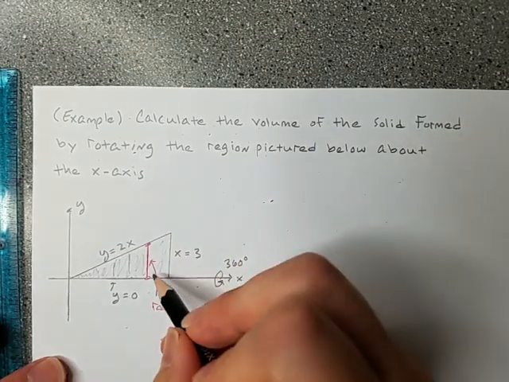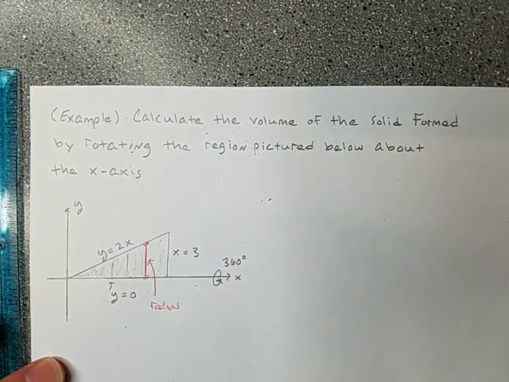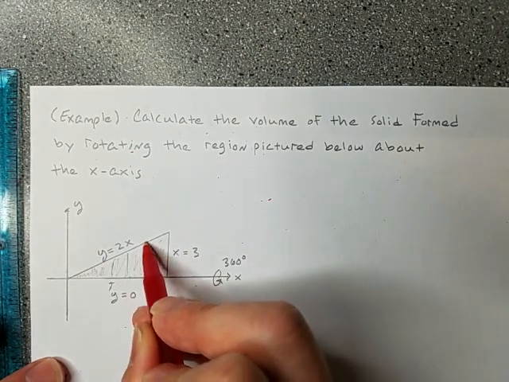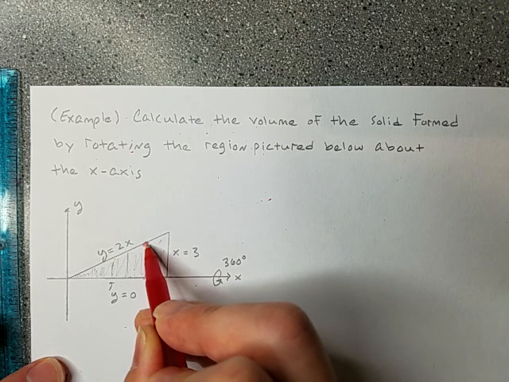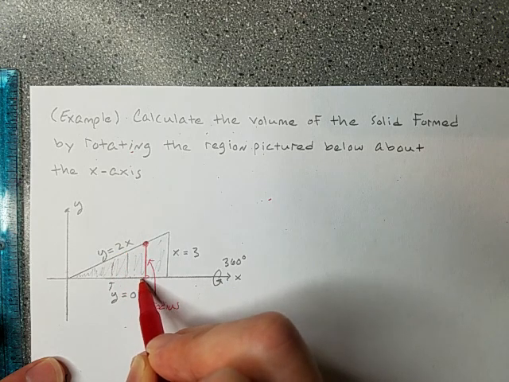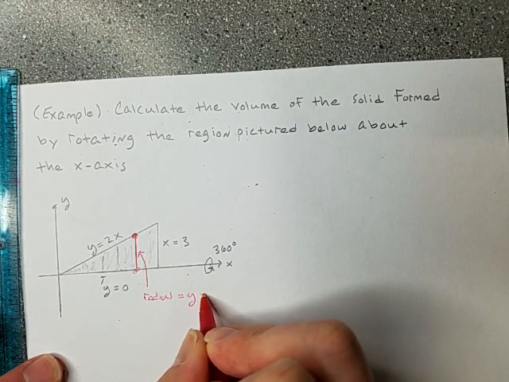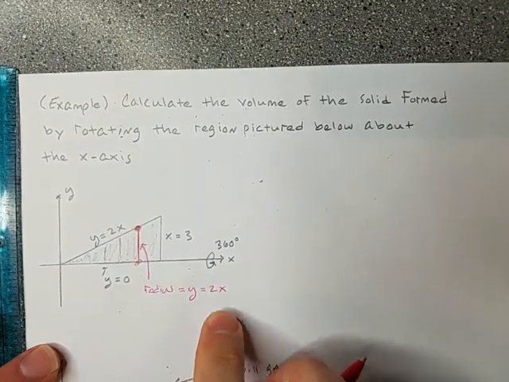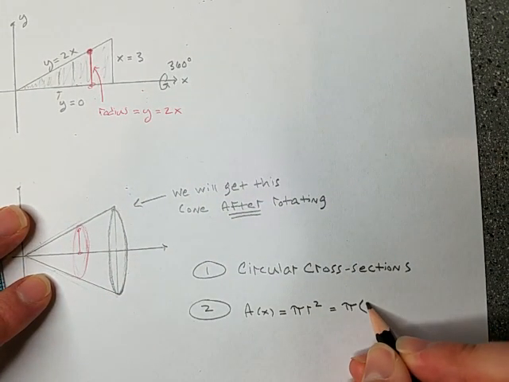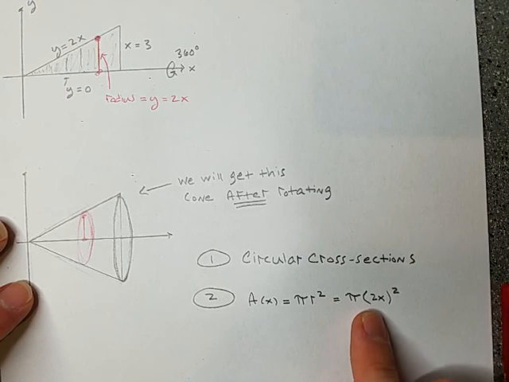Well, in general, the radius is this vertical distance from the x-axis up to that line. And that distance is the y-coordinate of this point. And the y-coordinate of this point is 2 times the x-coordinate of the point. So the radius is going to be y, or it's going to be 2x. That's what we want. We want to say that it's 2x. So pi times 2x squared. 2x is the radius.